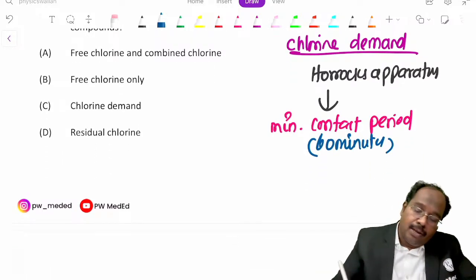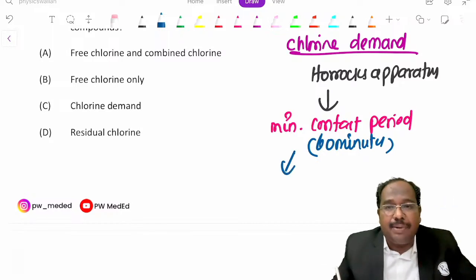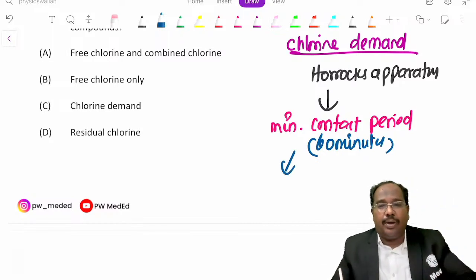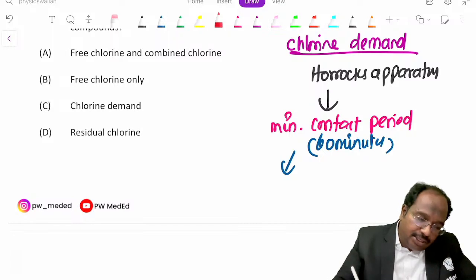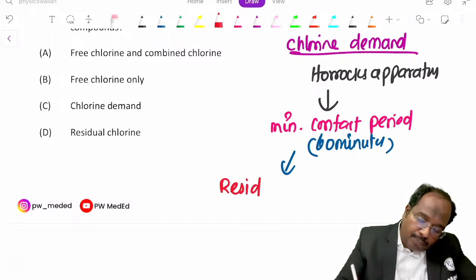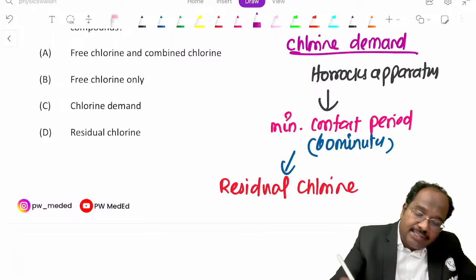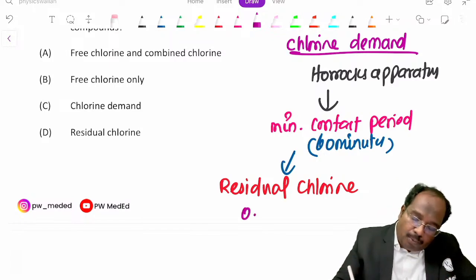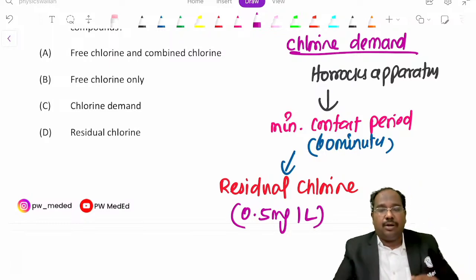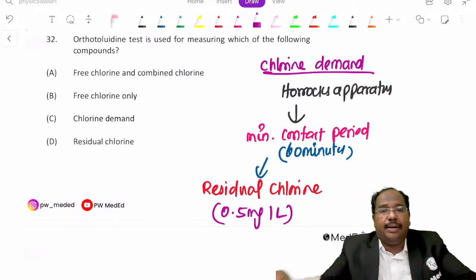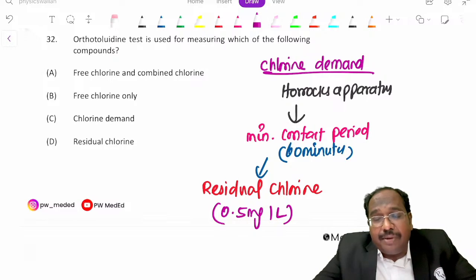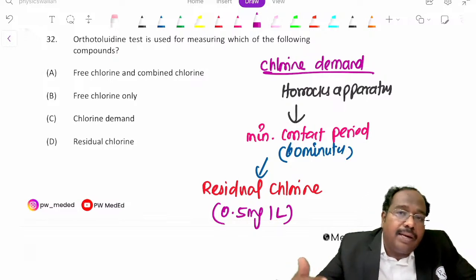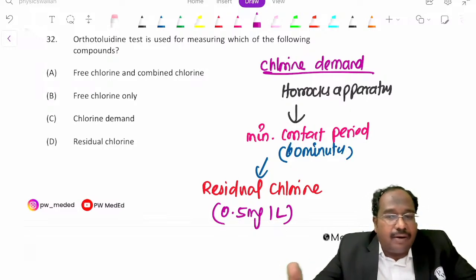So after this, when the water is coming out, we require some additional chlorine there. That we call residual chlorine. So how much residual chlorine is required? We require 0.5 milligram per liter. The residual chlorine should be 0.5 milligram per liter. So if on the way some contamination happens, this residual chlorine can take care of the contamination.